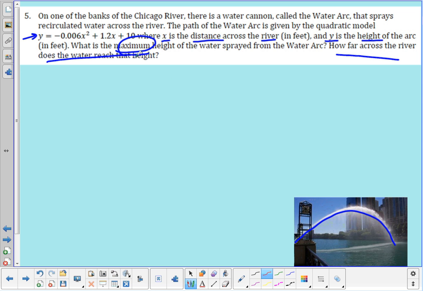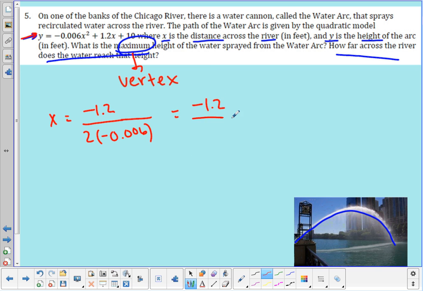Okay, maximum, there it is. Maximum tells me I'm finding the vertex. So I want the vertex of that equation. That means I need x is equal to the opposite of b, negative 1.2, divided by 2 times a, which is negative 0.006. That's negative 1.2 divided by negative 0.012. Divide those two, and I get positive 100. Negative divided by negative gives me positive.